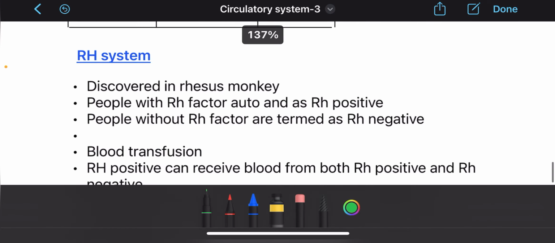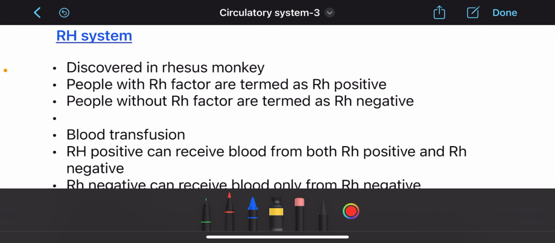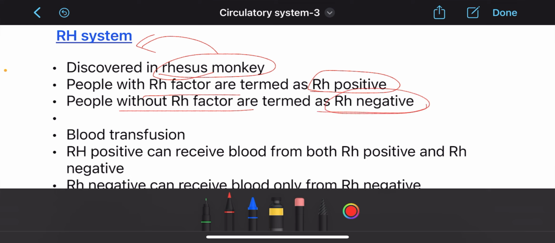After that, we are going to study about the RH system. The RH factor was first discovered in a monkey called rhesus, therefore it was named after that. The people with this factor are termed as RH positive and the people without this factor are termed as RH negative. Now what is RH factor? RH factor is an RH antigen which is present on the surface of RBCs. So this is an RBC and over its surface there are several RH antigens present.